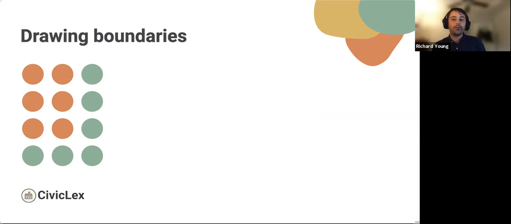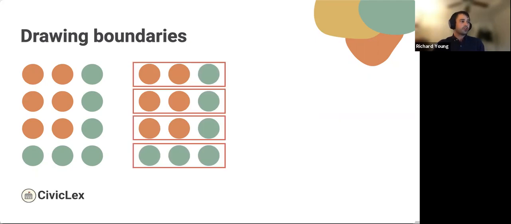And depending on how you draw those boundaries, the results can really change. So this is one way to draw those boundaries. If you look, there's one district that has a majority of green dots, and then 3 districts that have a majority of orange dots, right? And even with equal numbers in both of these 2 groups, you end up with 4 districts.